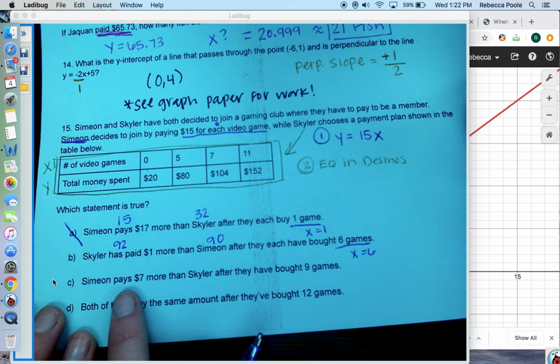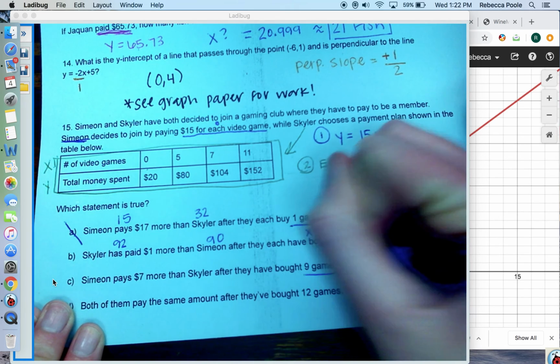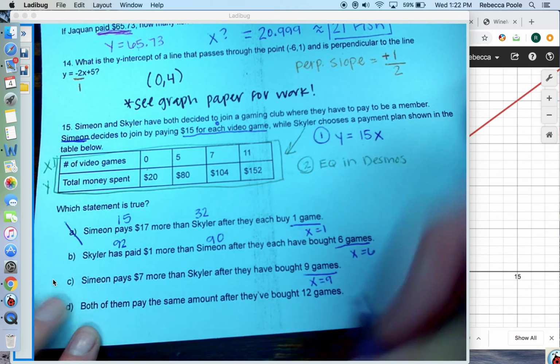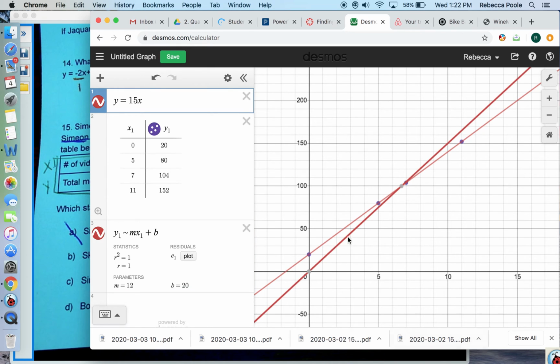So let's look at C. Simeon pays $7 more than Skylar after they bought 9 games. So x equals 9. Let's go look at our graph. I'm going to make Simeon pop back up. And remember, I'm going to highlight Simeon's. So Simeon's is the one that's highlighted. So let's go look at 9.